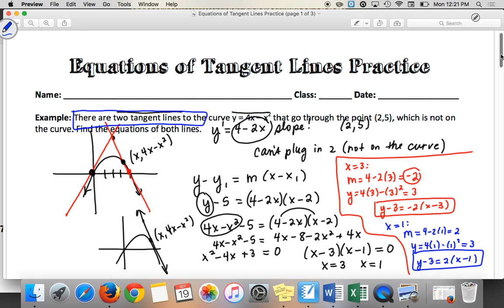Usually one has a positive slope, one has a negative slope, right? All right, does it make sense? So those are tricky. So it's kind of the hardest ones in those.